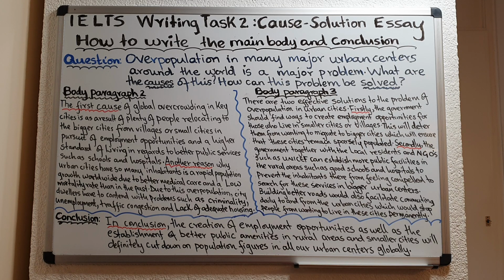When you have employment opportunities in the rural areas and you have better amenities, then you will cut down, you will reduce the number of people who live in the cities. That is population. Population means the number of people who live in an area. So population figures will go down in all our urban centers globally. So that's how you write the conclusion. You simply transfer the 2 points, the 2 solutions that you discussed in your body paragraph 3. You repeat them in your conclusion, okay?